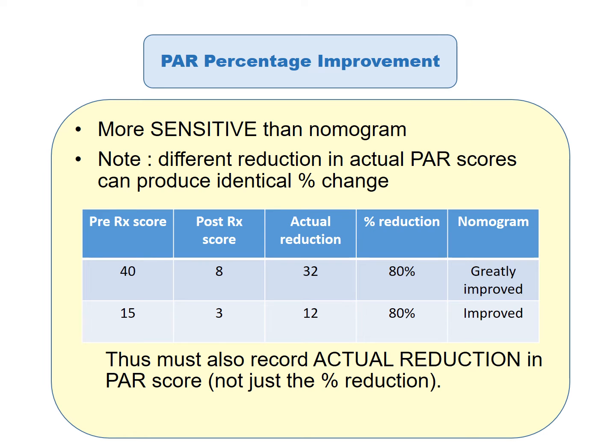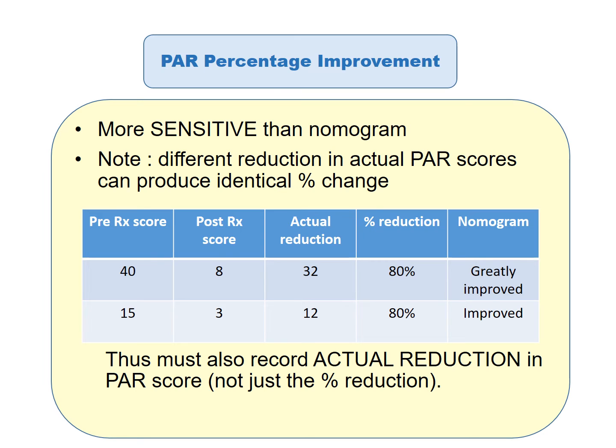The second way of assessing is to calculate the percentage improvement. Now, this is more sensitive than the nomogram, but we must take note that different reduction in actual PAR scores can produce an identical percentage change.